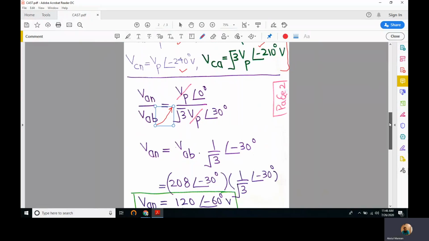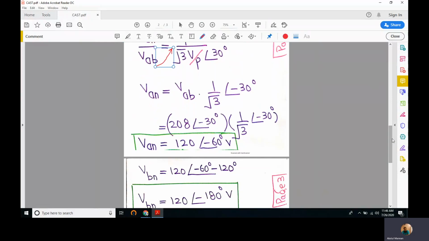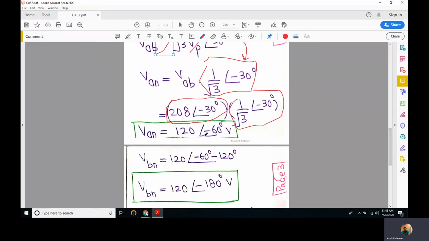Right. So now VAN is VAB. Let's put the value of VAB, that is given, 208 at an angle of minus 30, multiplied by this complex number that we obtained from here. So now VAN is 120 at an angle of minus 60, because 208 divided by square root of 3 gives us 120, and minus 30 minus 30 is minus 60.